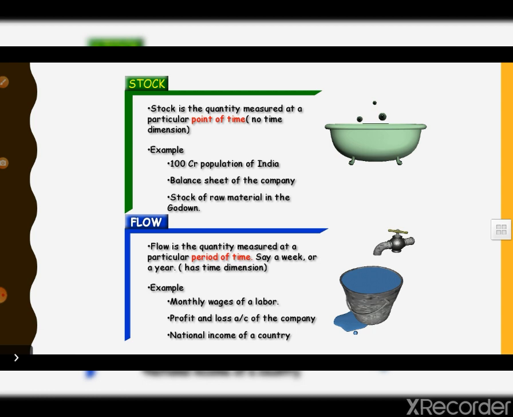Now, since stock is measured at a point of time, it does not have any time dimension. You can just measure it at any time. There's no time related to it. But flow has a time dimension, because it is measured over a period of time. Say it can be measured over a week, or over a month, over a fortnight, over a year, etc. Example of stock: for accounts students, the balance sheet of a company is a stock variable. Stock of raw material is a stock variable. Now, for flow, the profit and loss account is a flow variable. National income of a country is also a flow variable.